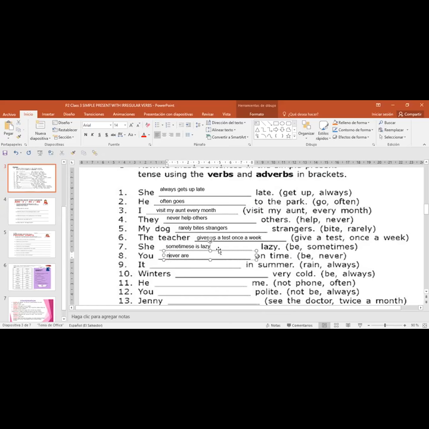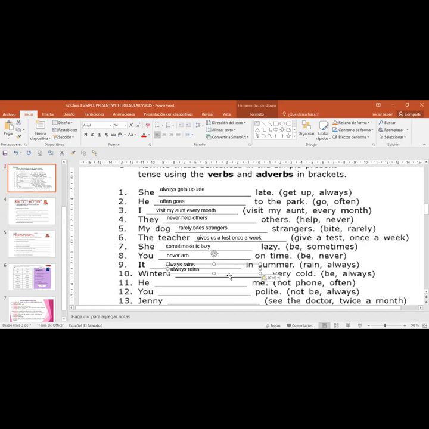Okay, it, number nine, it. Always rain. ¿Por qué? Pero le ponemos ese, ¿sí o no? Yes, right? Because we are talking about it, third person singular. It always rains in summer.